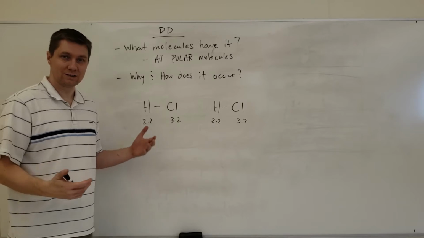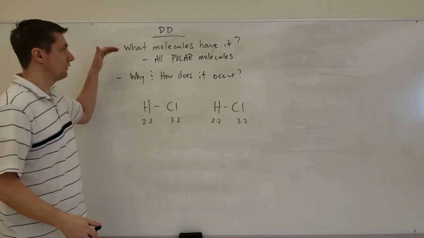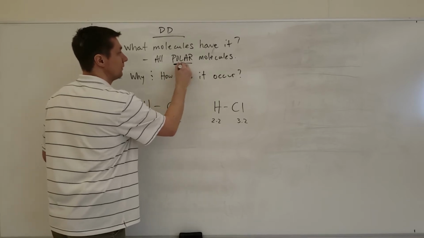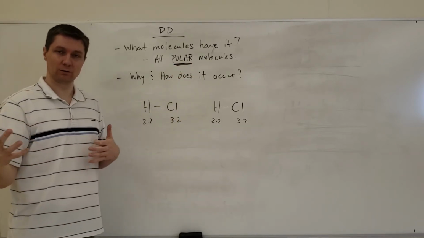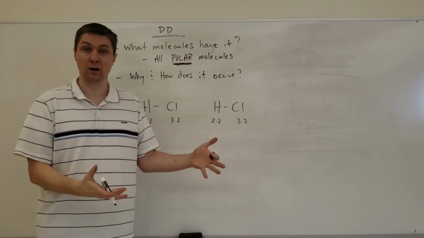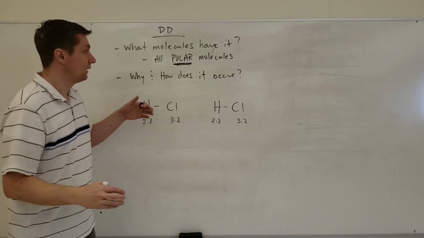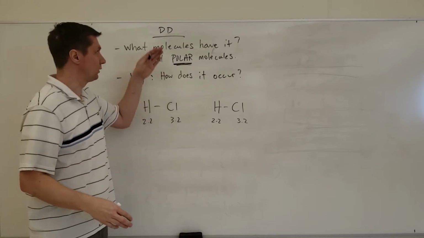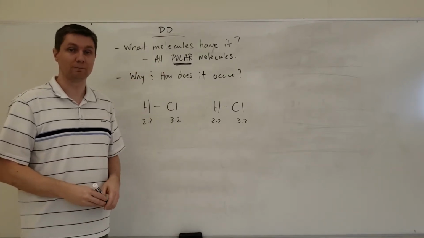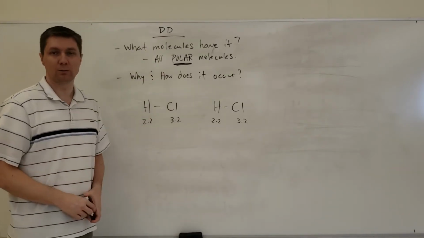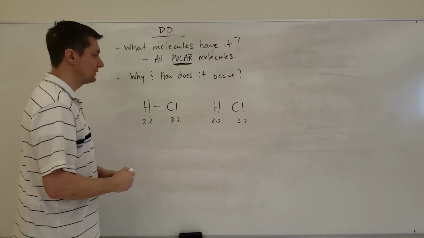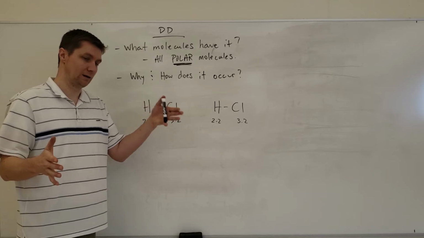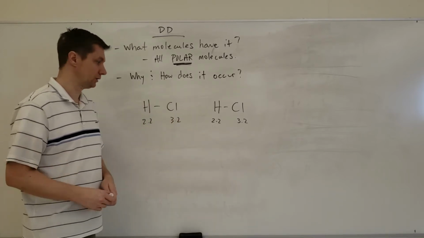Okay, so the next one is dipole-dipole, and the molecules that have this are all polar molecules. And this is why being able to identify whether molecules are polar or non-polar is really important, because once we know which molecules are polar, then we also know which ones have dipole-dipole in them. And so what is a dipole-dipole exactly? So what it is, it's just an attraction between one dipole in a molecule to another dipole in another molecule.